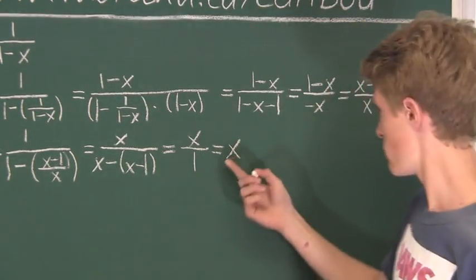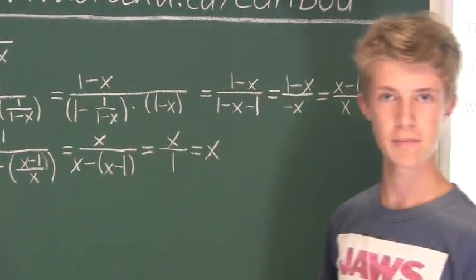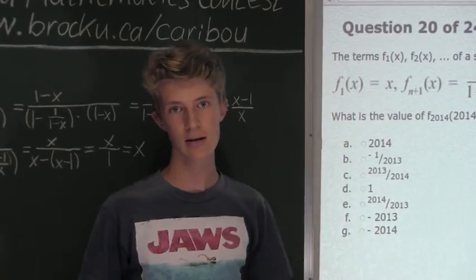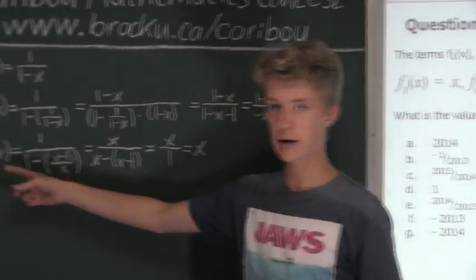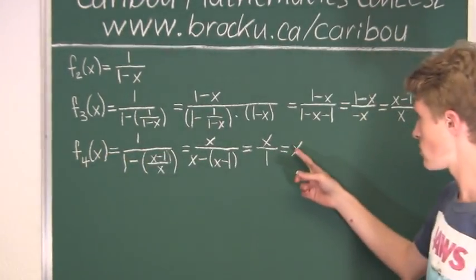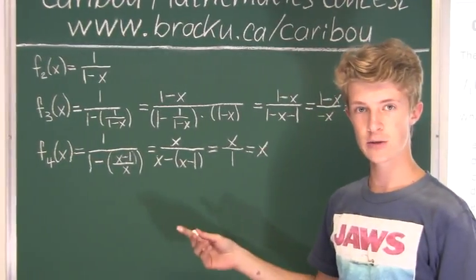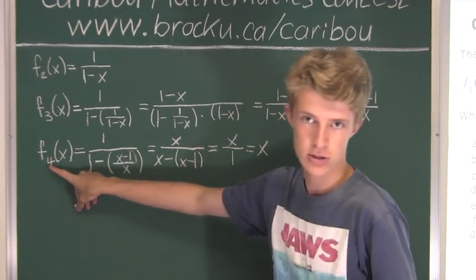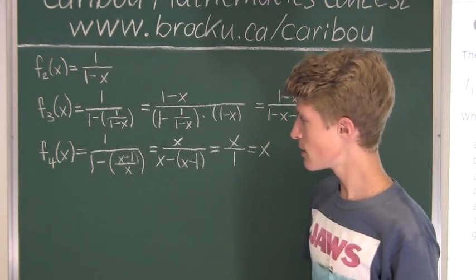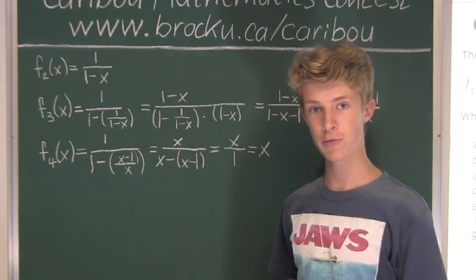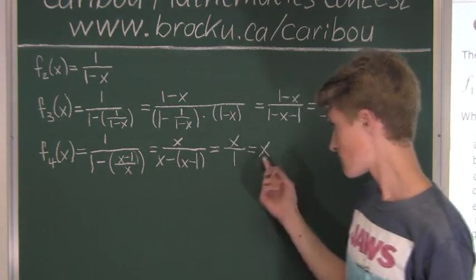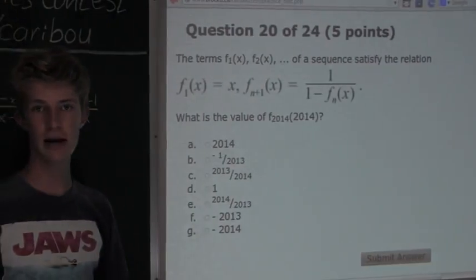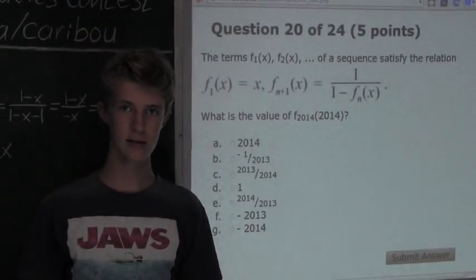So now we have what we wanted to achieve. We have a pattern. Since we know that f1 of x is equal to x, which was already stated in the question, and here we found out that f4 of x is equal to x. Since the difference of 4 and 1 is 3, we know that for every subscript, that small number, which is here 4, that increases by a multiple of 3, the value will stay the same. Now what we want to find is f 2014 of x.